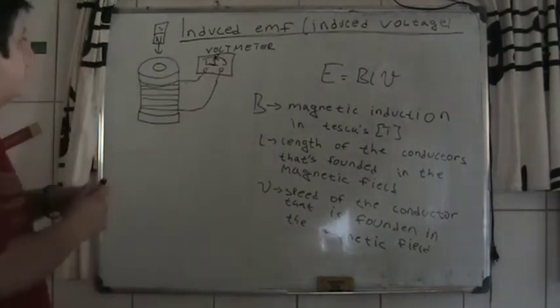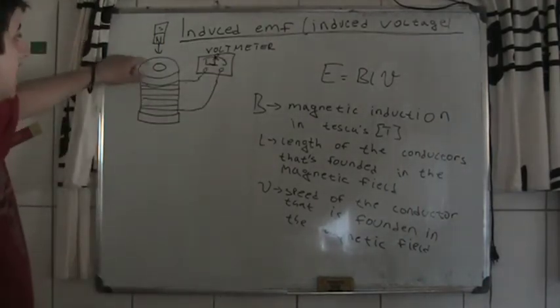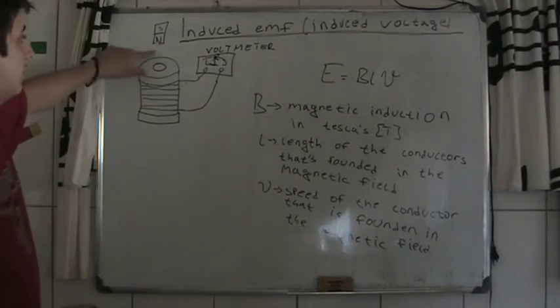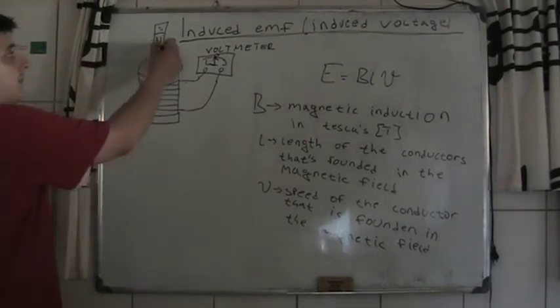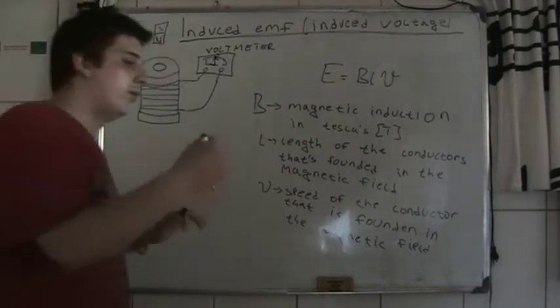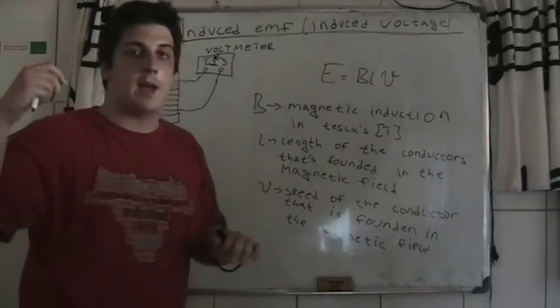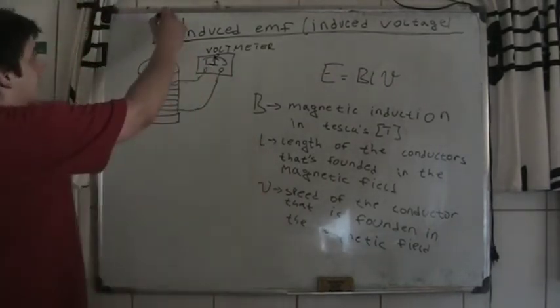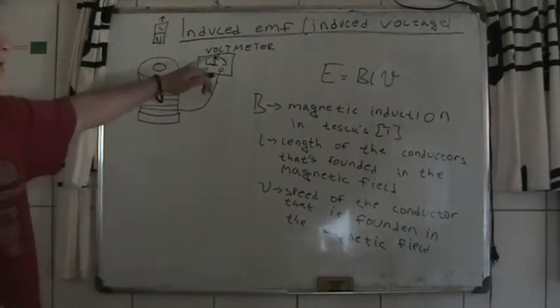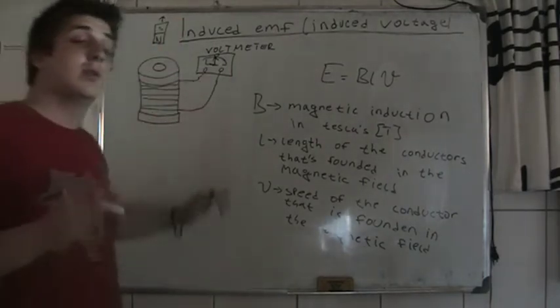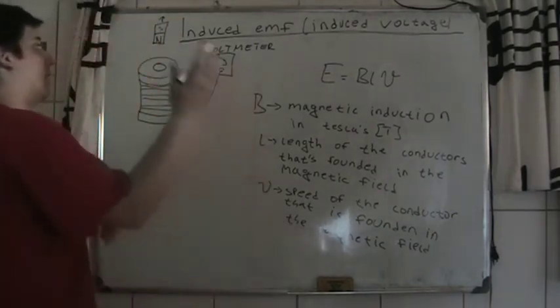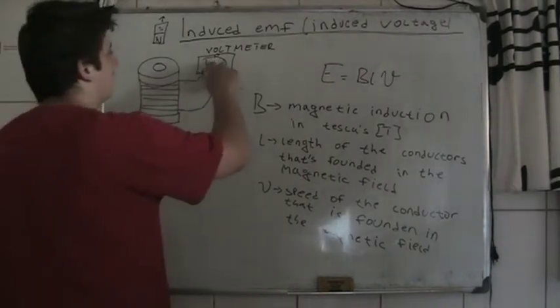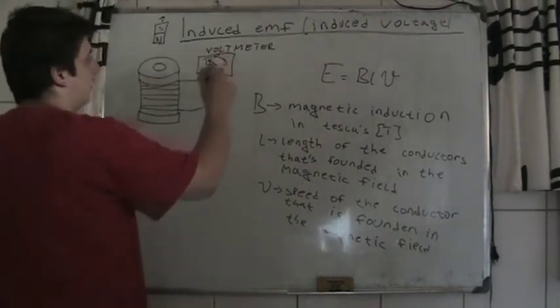Okay, so the north side went into the solenoid. Now we want to pull it back out of the solenoid, like this, and then this voltmeter is going to show you the induced EMF, but in the other direction.